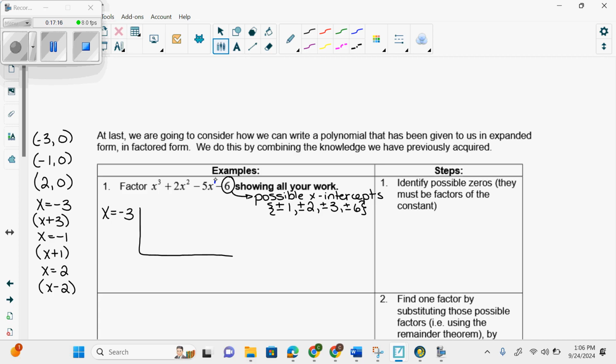Because what we're going to do is take the coefficients of these numbers and put them on the top line of the synthetic division. So this is a 1, I'm going to put a 1 here. Then I'm going to put a 2 next to it. Then a negative 5, and then a negative 6.